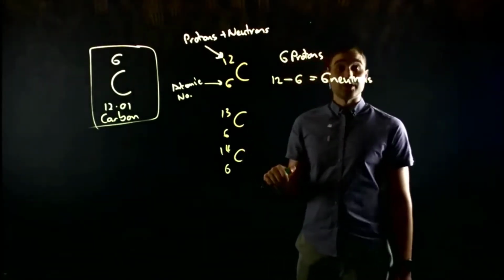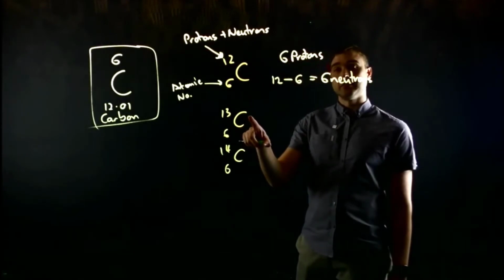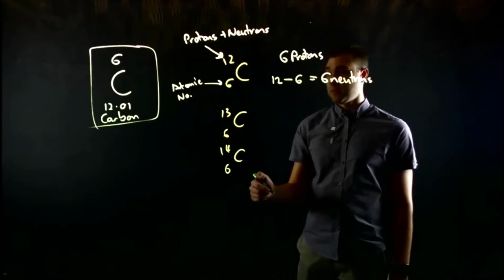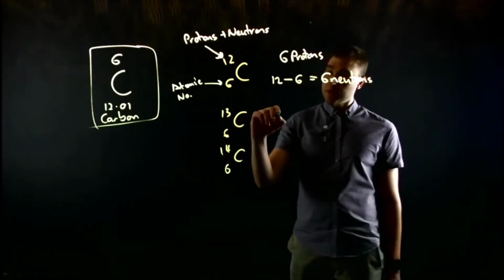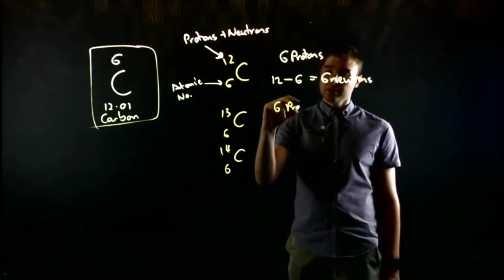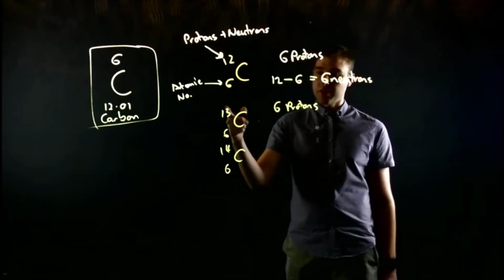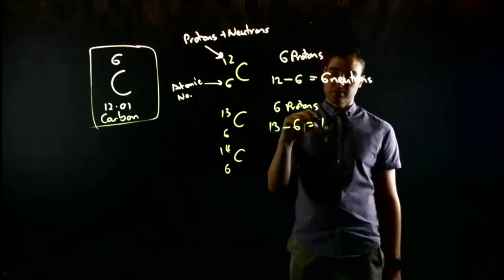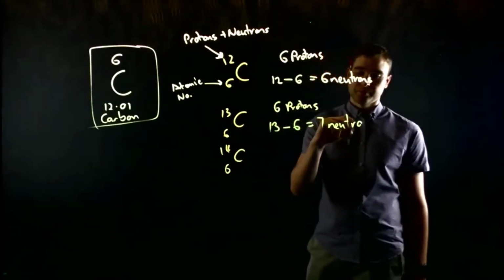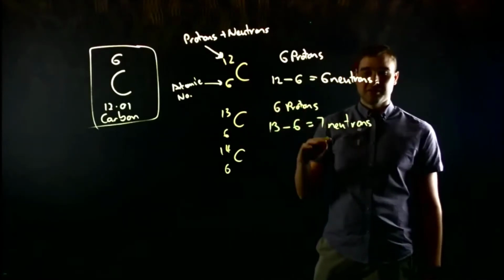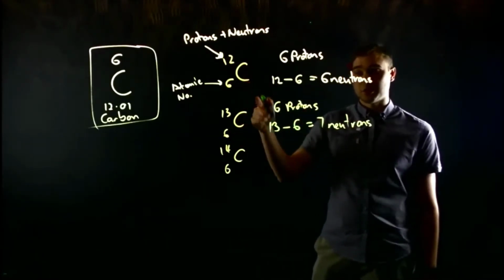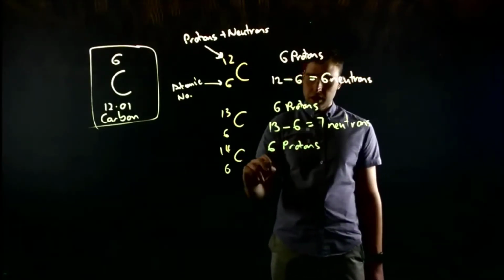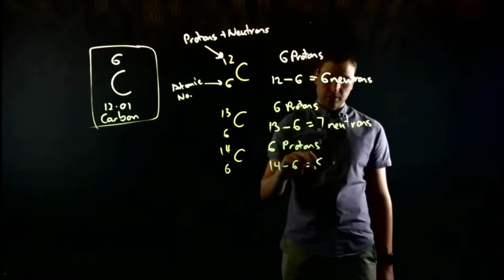So here's a question. How many neutrons in carbon 13? How many neutrons in carbon 14? So for carbon 13, we've got 6 protons again. And for carbon 13, we've got 13, so the mass number minus the atomic number 6, we've got 7 neutrons. So carbon 13 is heavier than carbon 12. If we go down here, carbon 14, 6 protons, and again, 14 minus 6, that means we've got 8 neutrons.